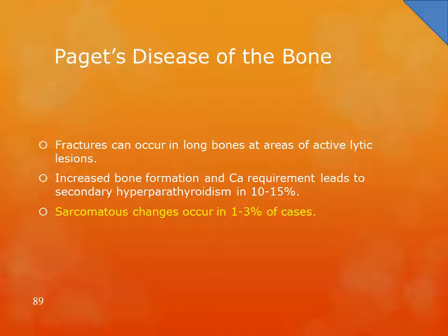Fractures can occur in these long bones at areas when it's in that active lytic phase. Increased bone formation and calcium requirement can lead to secondary hyperparathyroidism in 10 to 15%. And then it's rare, but it's a significant thing to think about. There might be sarcomatous changes in up to 3% of cases.